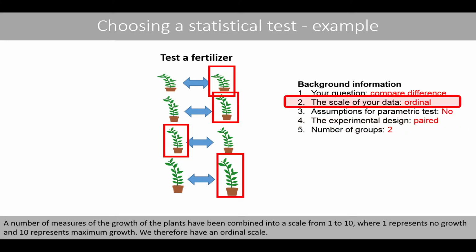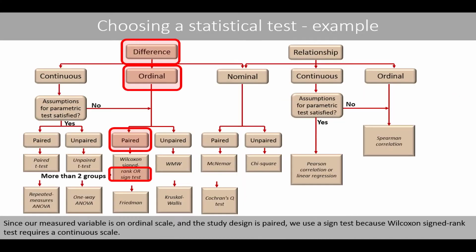A number of measures of the growth of the plants have been combined into a scale from 1 to 10, where 1 represents no growth and 10 represents maximum growth. We therefore have an ordinal scale. Since our measured variable is on ordinal scale and the study design is paired, we use a sign test because Wilcoxon sign rank test requires a continuous scale.